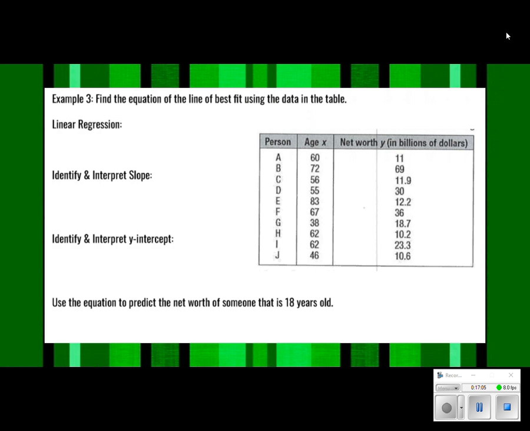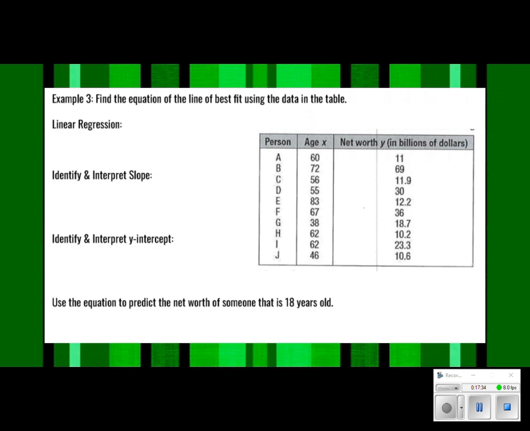Here's example number 3. Find the equation of the line of best fit using the data in the table. So they want us to write a linear regression. They want us to identify and interpret the slope, identify and interpret the y-intercept, and use the equation to predict the net worth of someone who is 18 years old. So we are looking at breaking out the calculator.